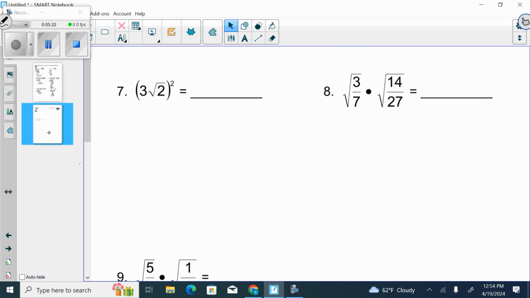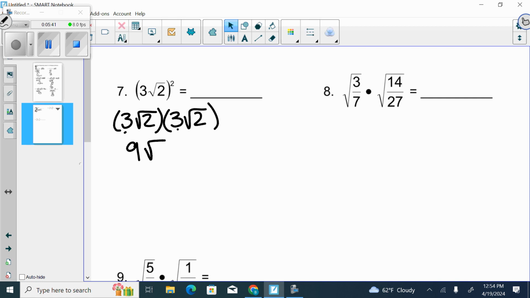All right, so again, it says 3 square root of 2 squared. So this means 3 square root of 2 times 3 square root of 2, right? So, I can multiply the 3 times the 3, which is going to give me 9. And then I've got square root of 2 and square root of 2, which is square root of 4. So 9 times 2 is 18. Oh, 18. Nothing left over there. Right, this makes a pair, doesn't it? A pair of 2's.